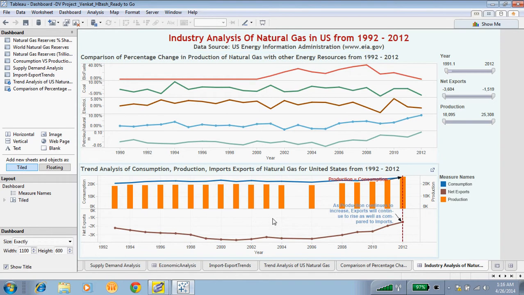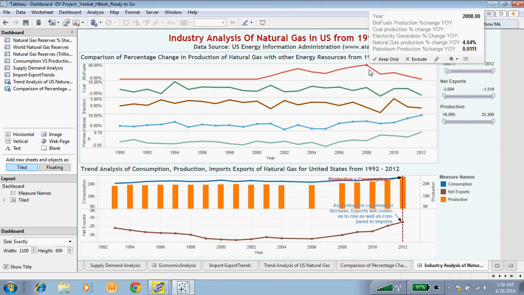And if you observe here, for natural gas and coal, production is on the growing side year on year, whereas biofuel and electricity have many fluctuations, and are definitely not worth investing in.